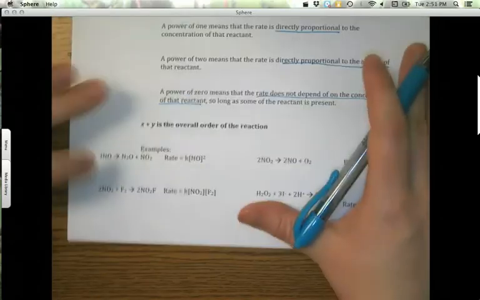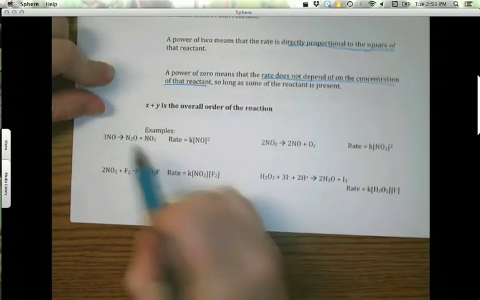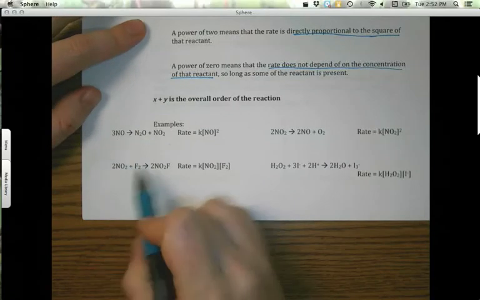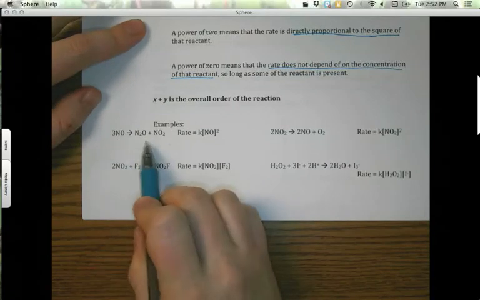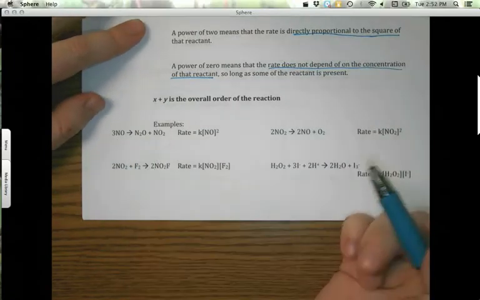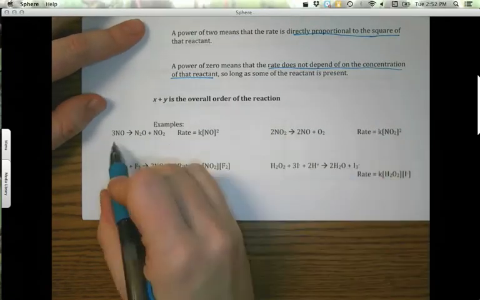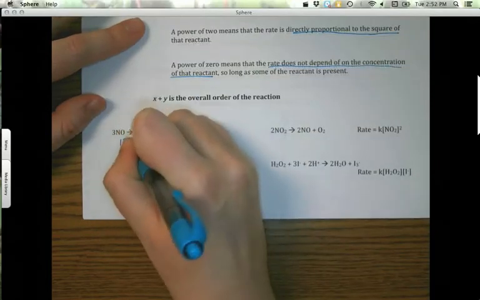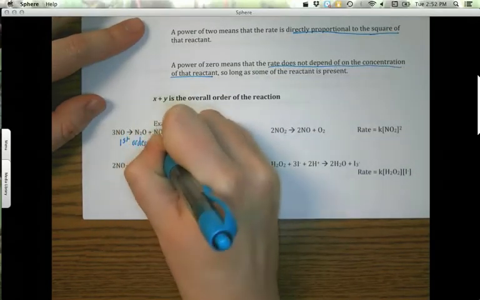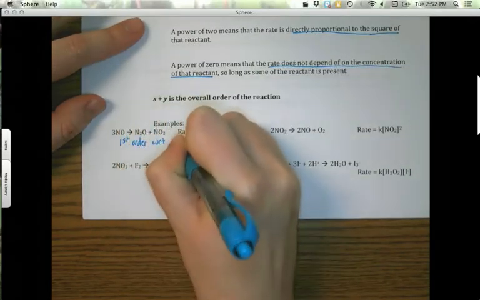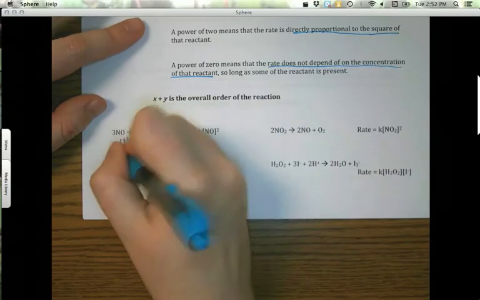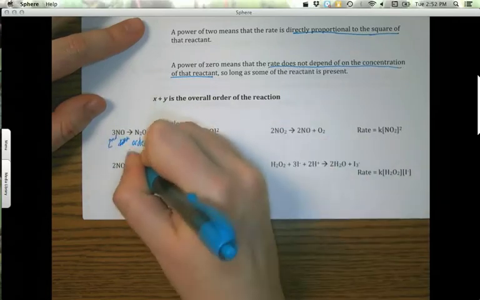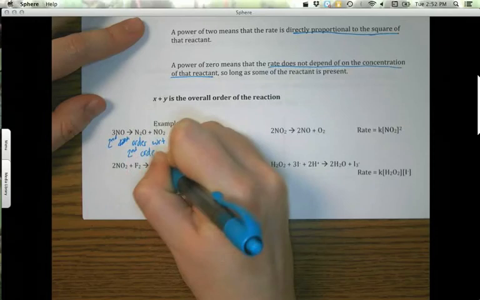So, some examples. Here we have this equation, NO yielding dinitrogen monoxide and nitrogen dioxide. It's only dealing with our reactants, and we can say that this is first order with respect to the concentration of NO. Or sorry, I didn't look at my rate. That's a 2. That's second order. And it's second order overall.